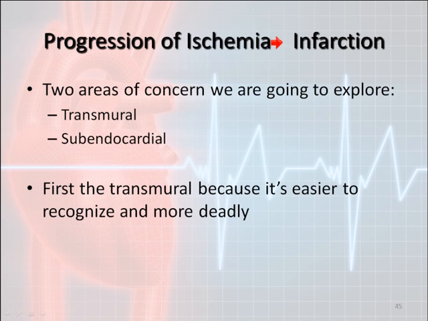What I'd like to do first is explain the progression of ischemia to infarction. Whenever a blood clot blocks a coronary artery and blood flow is either completely stopped to an entire area of the heart or reduced significantly to an area of the heart, first you have the injury. If it continues, then you start developing some ischemia, and then if it continues to develop, eventually you could very easily lead into an infarction issue. So the two areas that we're going to explore first are transmural and subendocardial.